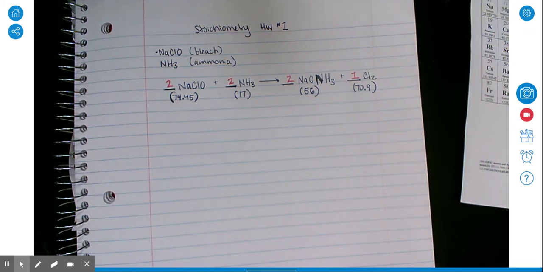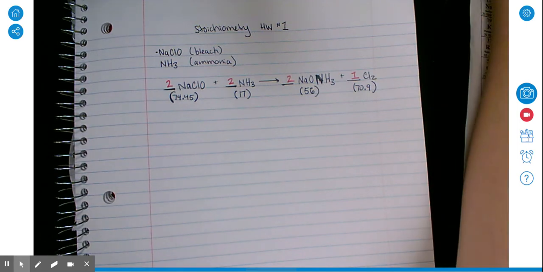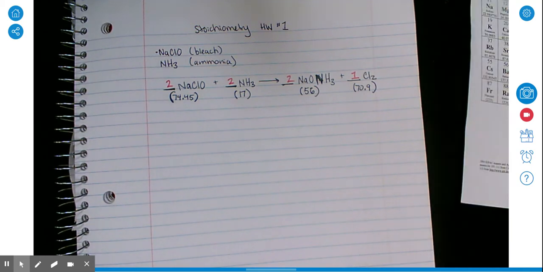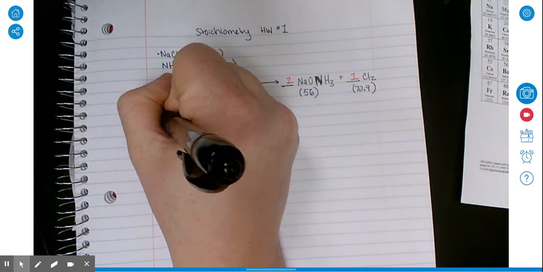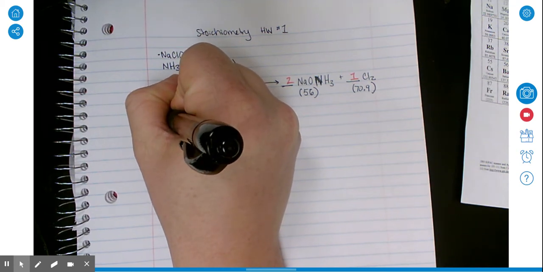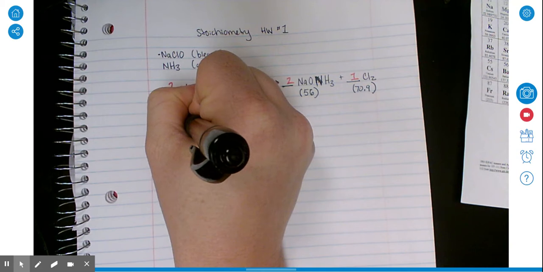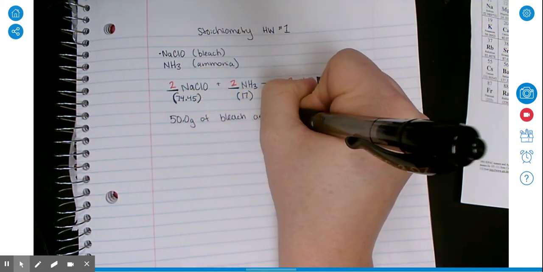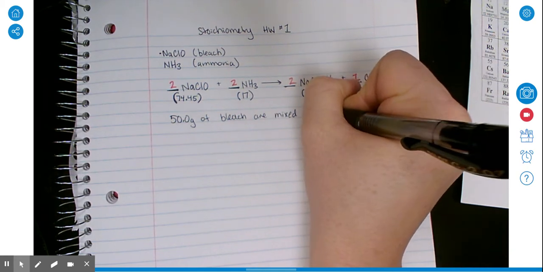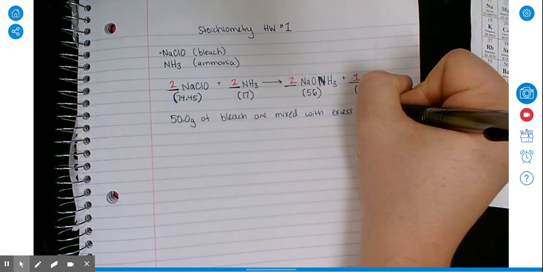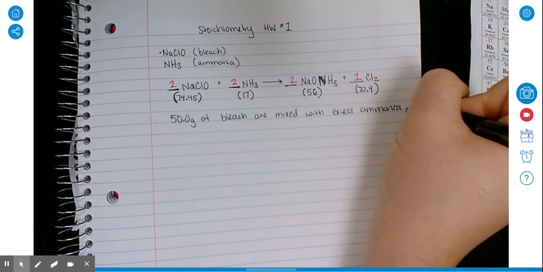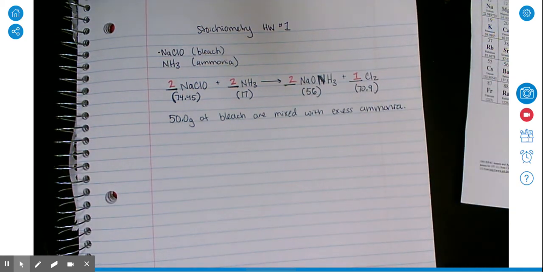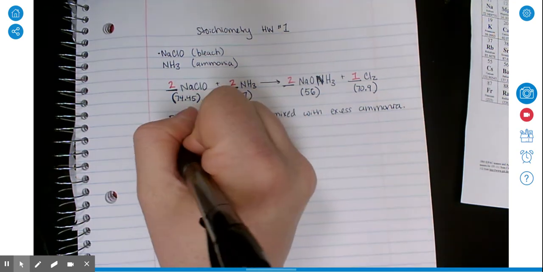Now, the problem says you mix 50 grams of bleach with excess ammonia before you remember that this is a very dangerous chemical reaction. How many molecules of chlorine gas did you make? So we are going to start our problem knowing 50.0 grams of bleach are mixed with excess ammonia. And the first thing you are asked is, how many molecules of chlorine gas did you create?